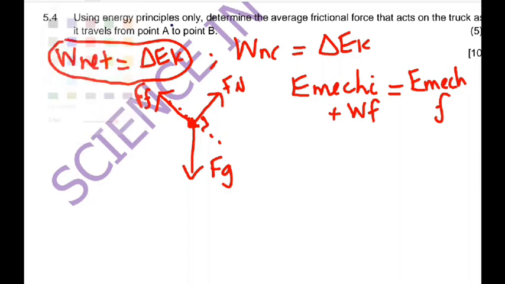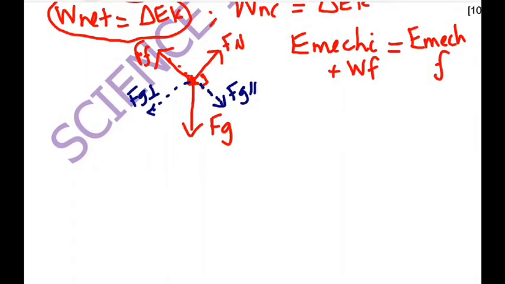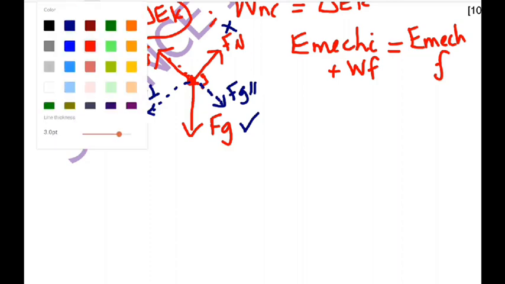Then we also have the components of the weight. We have Fg perpendicular and we have Fg parallel. The component of the weight parallel to the surface. Fg perpendicular, the component of the weight perpendicular to the surface. So in terms of the net work done, we said this force does zero work. So we are looking at the force of gravity and the force of friction. We have been told clearly that the engine force does zero work.